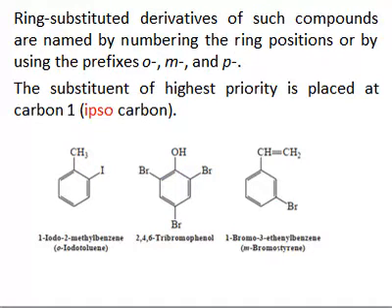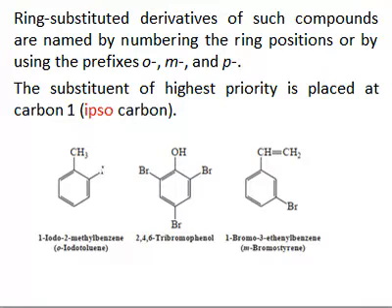Right, if you have substituents on the ring, we can use the prefixes ortho, meta, and para. Just remember that the substituent of highest priority is placed at carbon 1. This carbon 1, to which the highest priority group is attached, is known as the ipso carbon. So here we have 2 substituents, one is iodine and the other is methyl. The iodine has higher preference, therefore the carbon having iodine will be number 1 and methyl will be considered number 2.